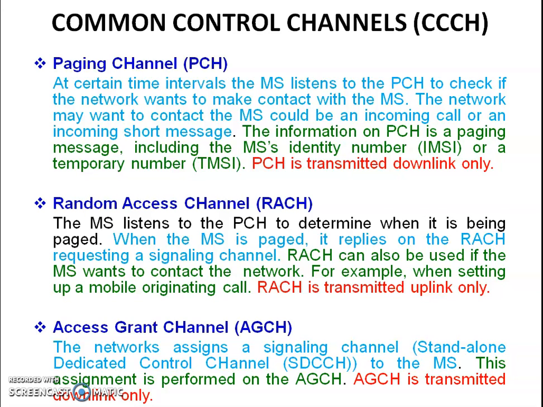The third subpart of the common control channel is the access grant channel. The network assigns a signaling channel, which we call the standalone dedicated control channel, SDCCH, to the mobile station. So a particular standalone dedicated channel can be assigned once it is requested by the mobile station. This is the granting. This assignment is performed on the access grant channel. So the access grant channel is transmitted downlink. If you want to access the network, its acknowledgement or grant is given using the access grant channel.